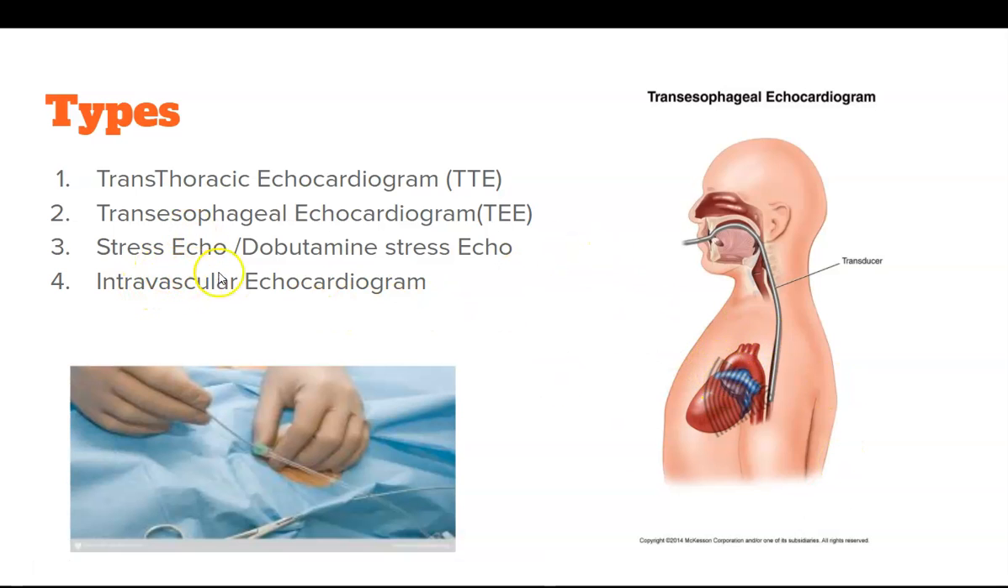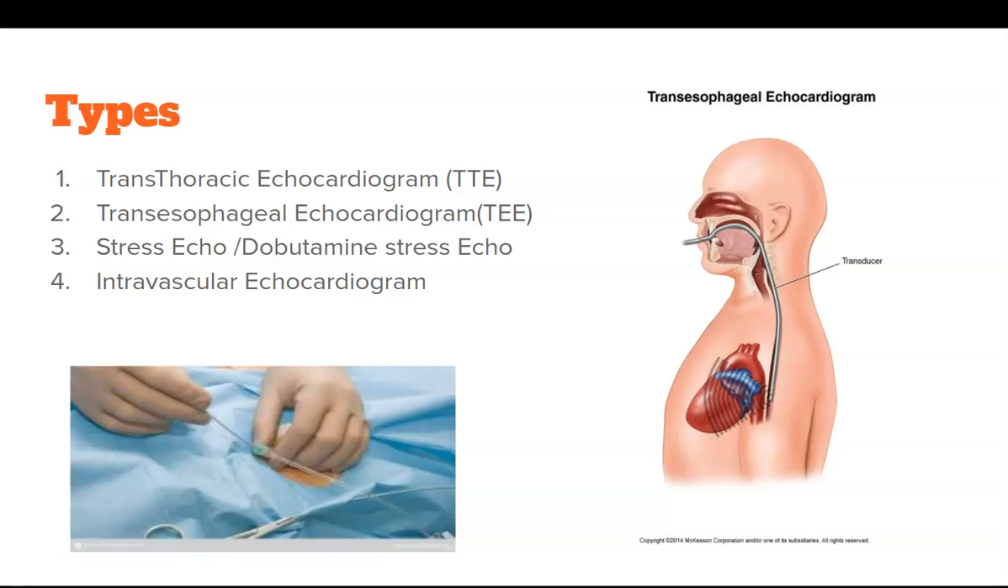Next one is stress echo or dobutamine stress echo. Here what happens is, sometimes you want to see the function of the heart when the patient is moving, so we call it stress echo. So what they will do is they will ask the patient to walk on the treadmill and they will do the echocardiogram. Sometimes walking may not be possible because it won't give a clear image.